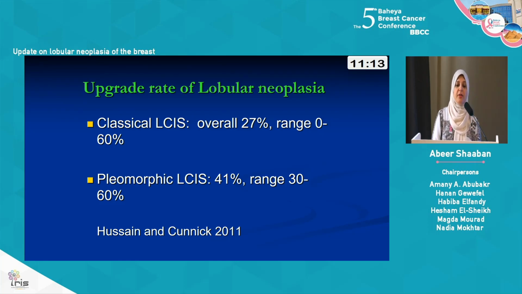So just to summarize the upgrade rate of lobular neoplasia, the classic LCIS is around 27%, and that's why we would sample more. We wouldn't leave LCIS. We would sample by vacuum-assisted excision for the classic one. For pleomorphic LCIS, around 41%, but a wide range as per this paper.